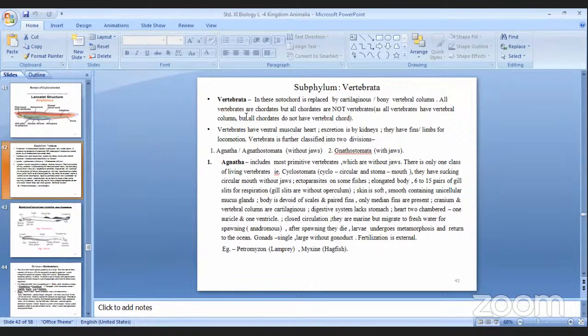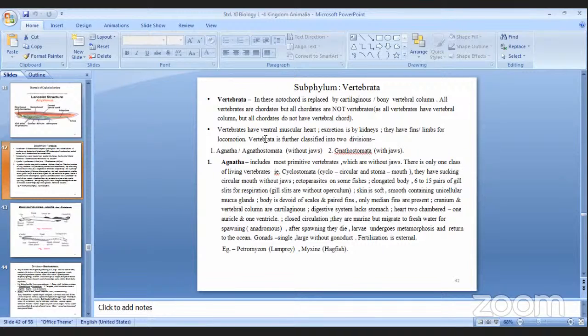Then, all vertebrates are chordates, but all chordates are not vertebrates. You can get this as a give-reason question, students. I have given you the reason in between: all vertebrates have a vertebral column, but all chordates do not have a vertebral column. So this is the reason why all vertebrates are chordates, but not all chordates are vertebrates. Clear?